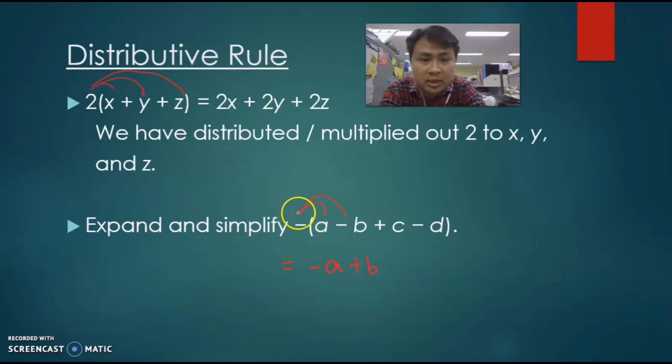Next we move on again. We go back to negative 1. Negative 1 is being distributed to c. Negative times positive gives us negative, and we end up with negative c. And the final one, negative 1 distributed to negative d. How does it work? Negative 1 times negative d, negative times negative is positive. We write a plus d. And this is how we apply our distributive law. Are you clear about this?